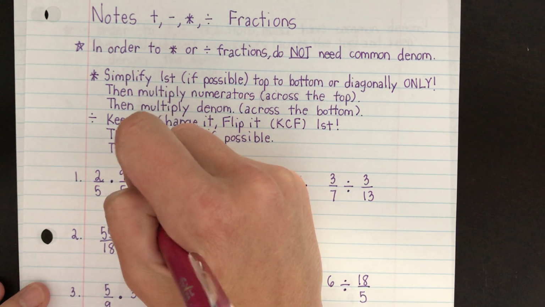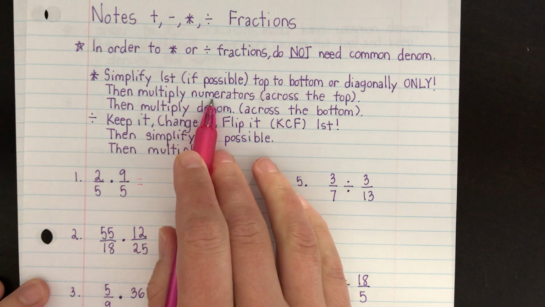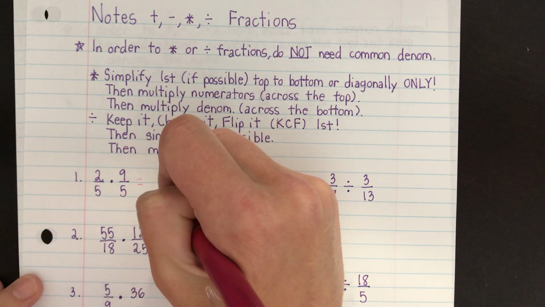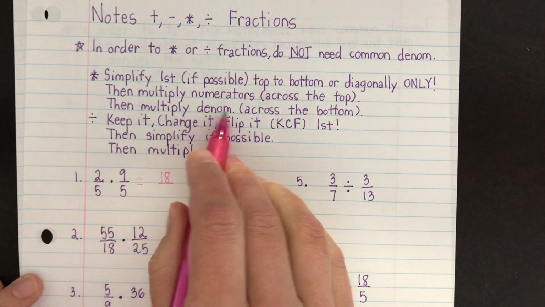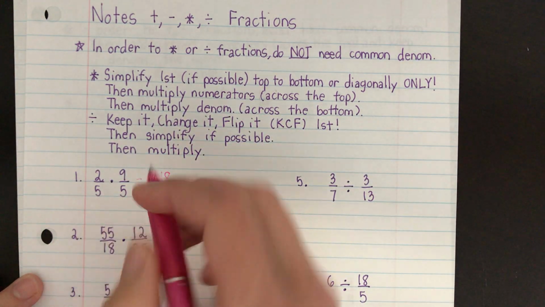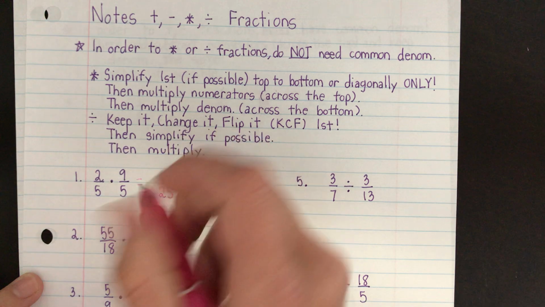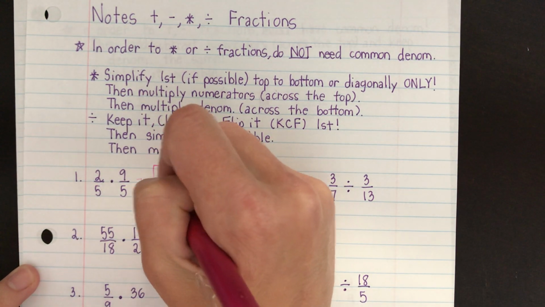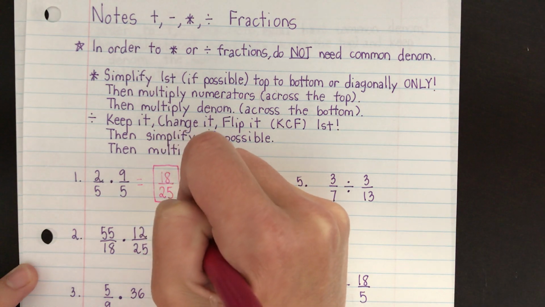Nothing simplifies, so therefore, we're going to multiply the numerators, or across the top. So 2 times 9, which is 18. And then we're going to multiply denominators, or across the bottom. 5 times 5, which is 25. And if you've simplified in the beginning, you shouldn't have to simplify in the end. So that should be your final answer.